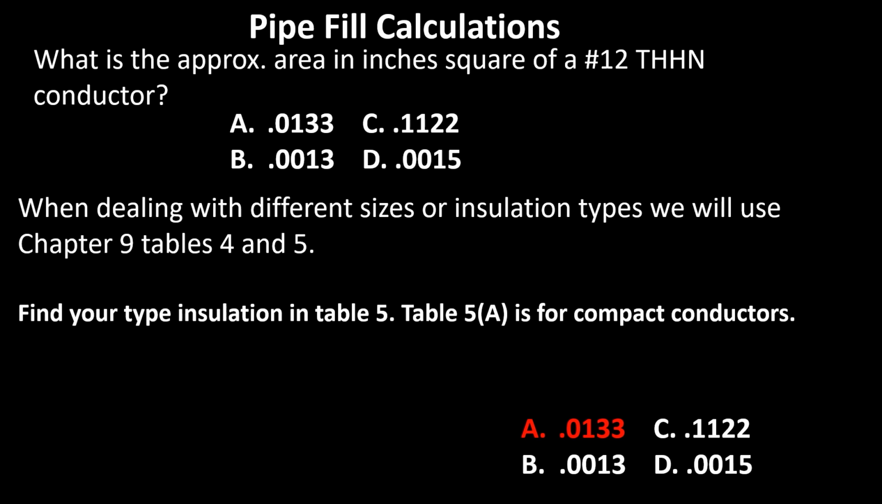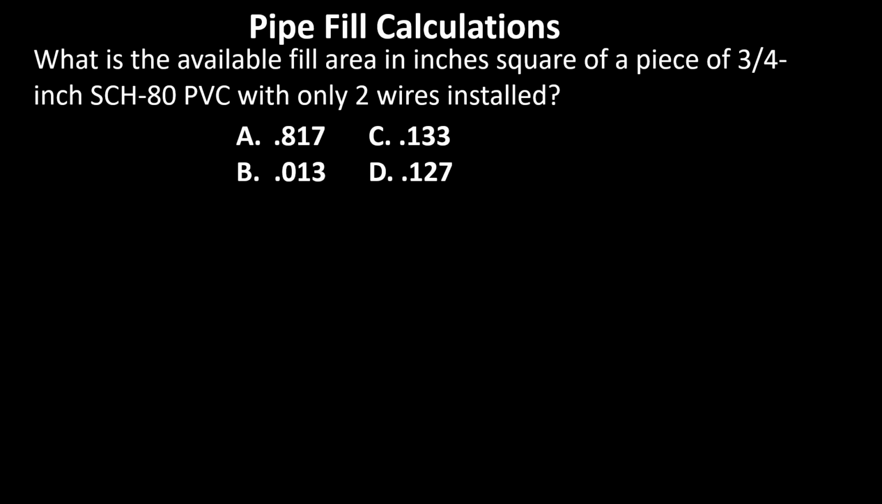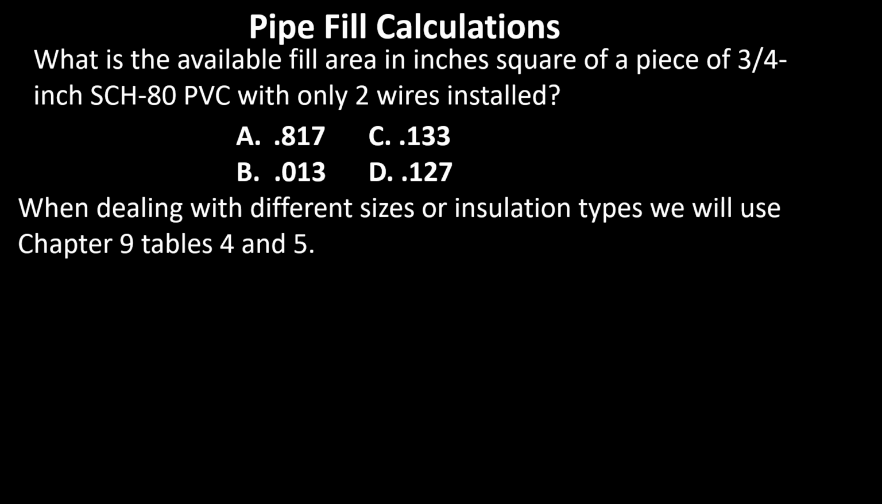Let's get to it. What is the available fill area in inches squared of a piece of 3/4 inch Schedule 80 PVC with only 2 wires installed? We're going to use our Chapter 9 Table 4 again. We're going to head to Chapter 9 Table 4 and find our type of pipe, using the black bold headings until we find the name of our pipe. In this case, we're dealing with Schedule 80 PVC.